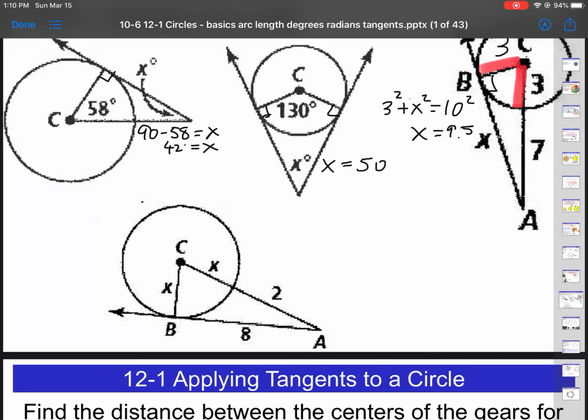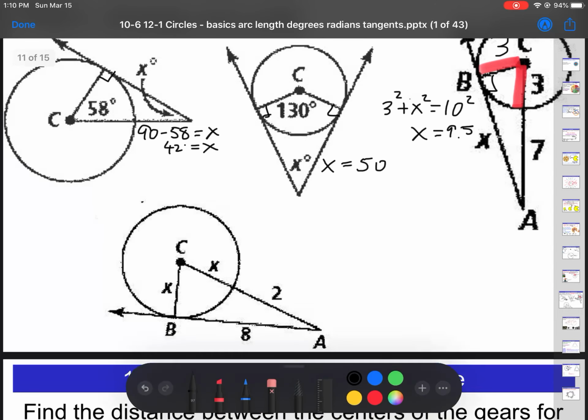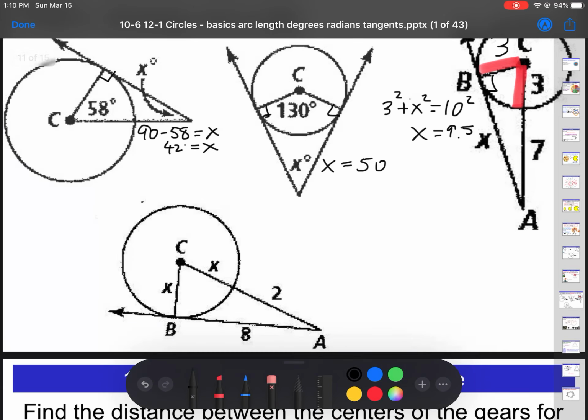And then this bottom one is very similar. You have to do some distribution because we have the x plus 2 quantity squared. So be careful with that side right here. But you should be getting x equals 15.